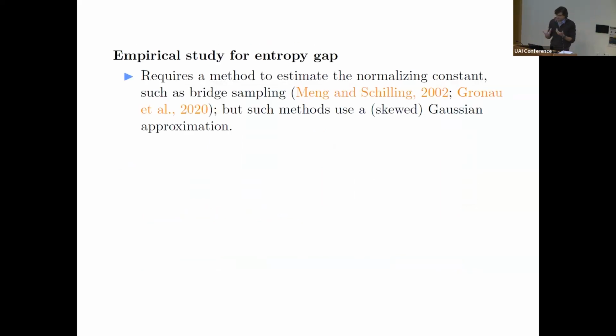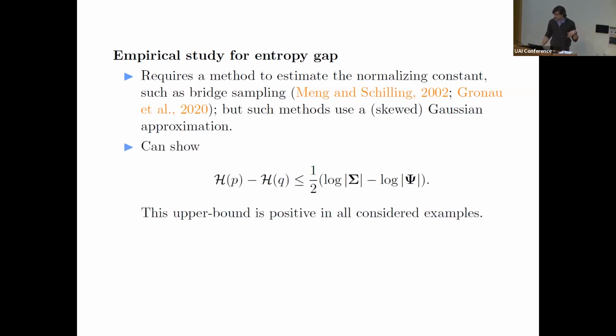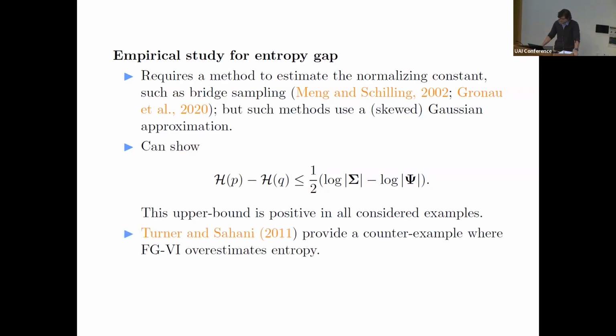And then we also ask, okay, can we empirically study the entropy gap? The problem is it's very difficult to estimate the entropy, even if you throw a lot of computation at it. The approximations that exist make a Gaussian assumption, which is exactly what we're trying to relax. What we do have is an upper bound. We can show that the upper bound is always positive. It would be more interesting to have a lower bound. But there's a very nice result by Turner and Sahani, where they were able to construct an example where VI overestimates entropy for a mixture of non-well separated Gaussians.